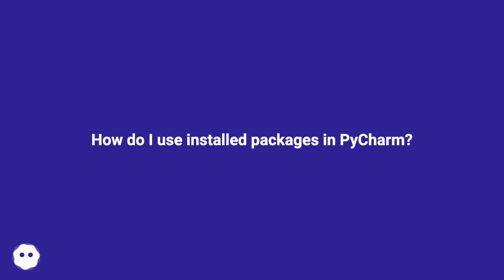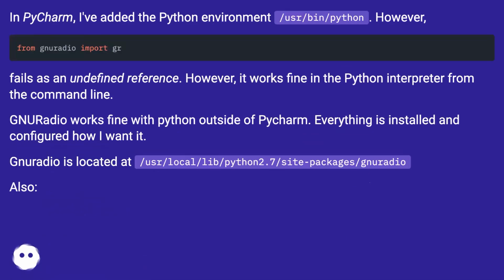How do I use installed packages in PyCharm? In PyCharm, I've added the Python environment /usr/bin/python. However, the import fails as an undefined reference. However, it works fine in the Python interpreter from the command line.